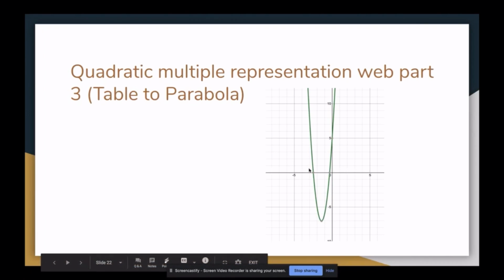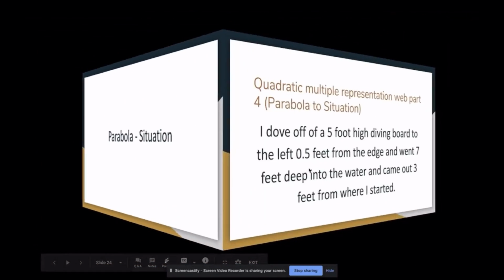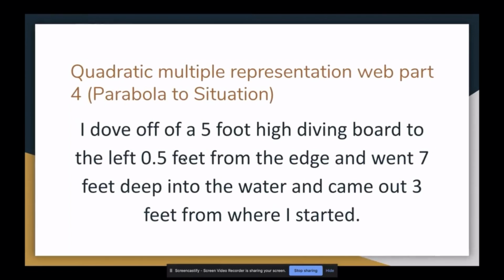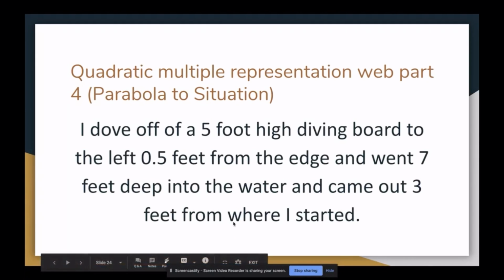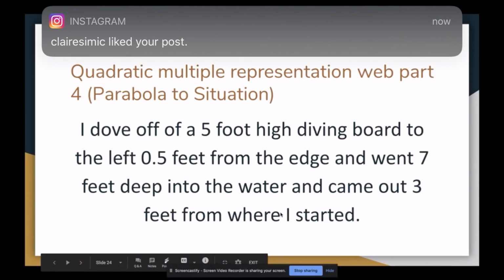because it makes the motion. So since your y-intercept is 5, you put, I dove off of a 5-foot-high diving board to the left, because it's a negative, 0.5 feet from the edge, because that's one of your x-intercepts. And we went down to the deepest of 7 feet deep, because that's your vertex, into the water, and came out 3 feet from where you started, which is your second x-intercept.